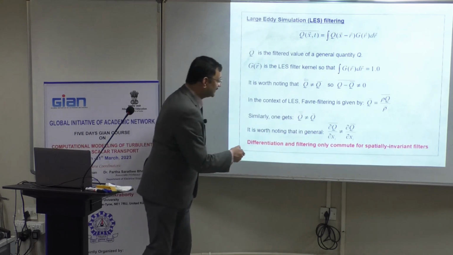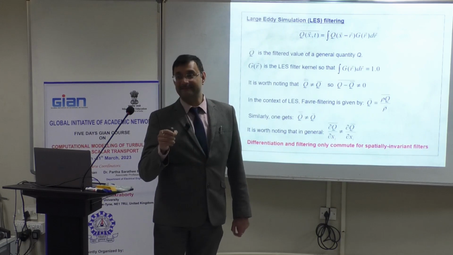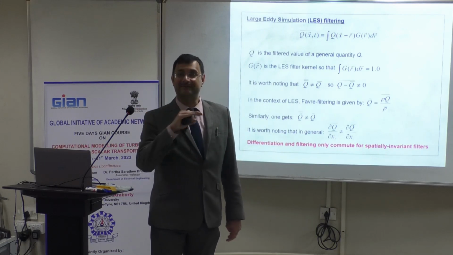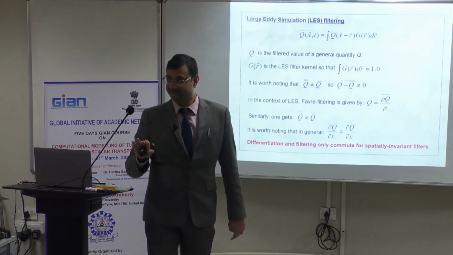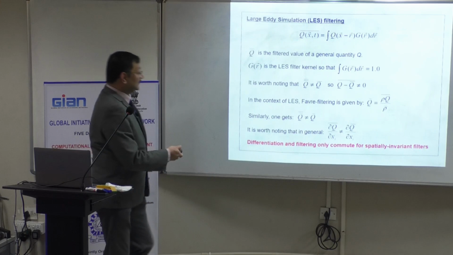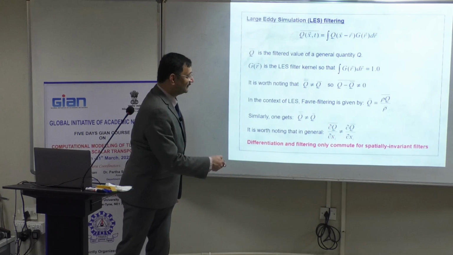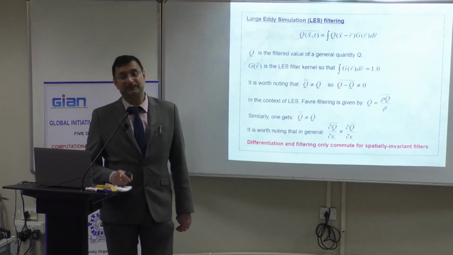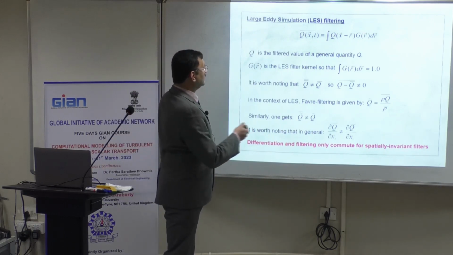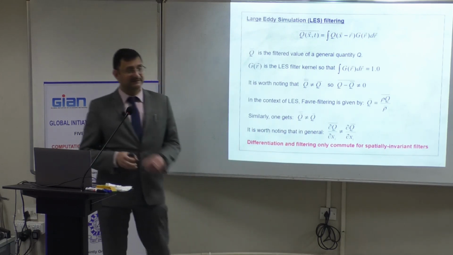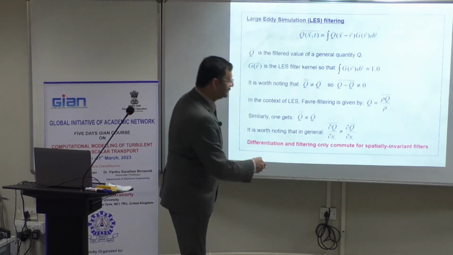In this case, when I'm talking about tilde, essentially the definition is exactly the same, but interpret the over bar as the filtering operation rather than the Reynolds averaging operation. Clear? Or in general, filtering and differentiation don't commute unless this one, G, is a homogeneous filter. That means it doesn't have any directional property. Only then will this commute.